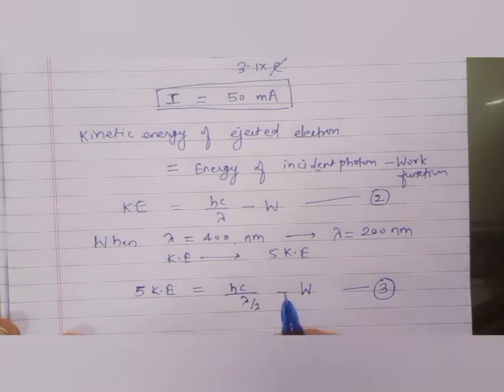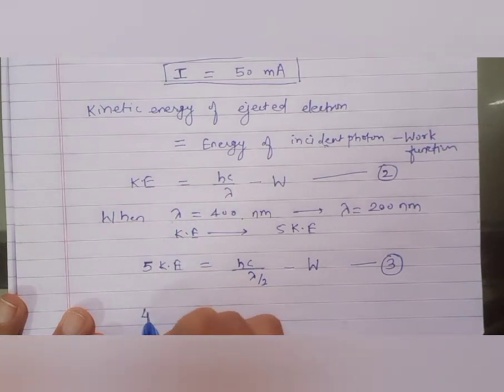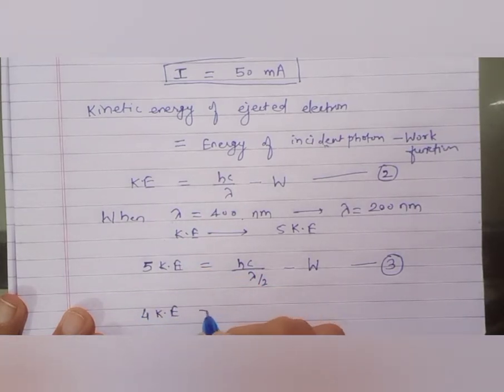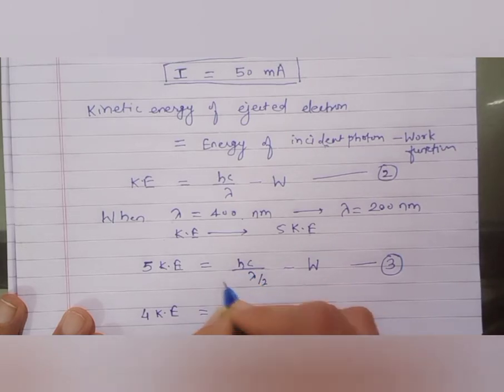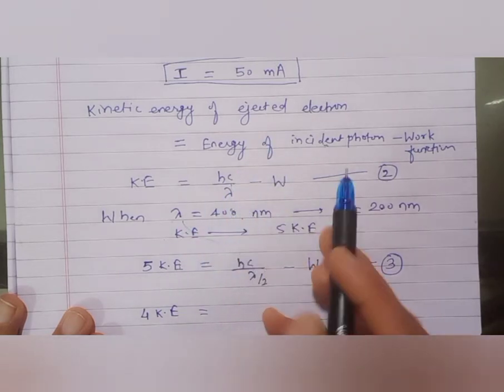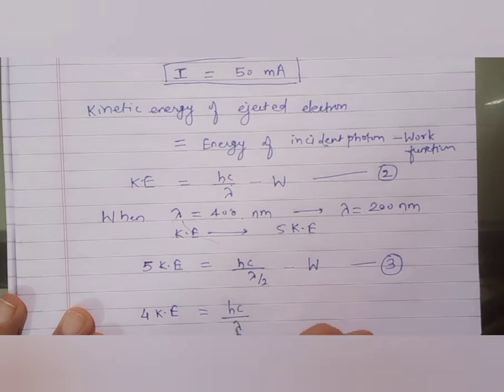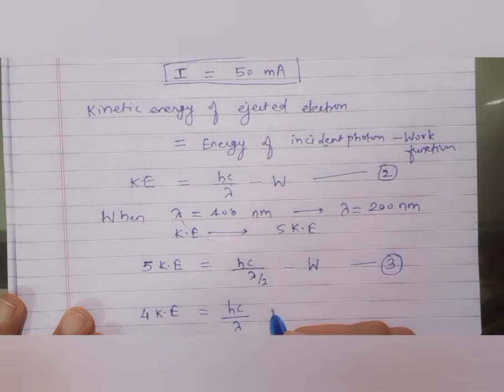Now we will subtract equation 2 from equation 3. So 5 times kinetic energy minus kinetic energy gives 4 times kinetic energy. The 2 from the denominator goes up, so we get 2 times hc upon lambda minus hc upon lambda, which becomes hc upon lambda. Minus w, minus minus plus w, so this becomes 0. So what I am getting is 4 times kinetic energy equals hc by lambda.